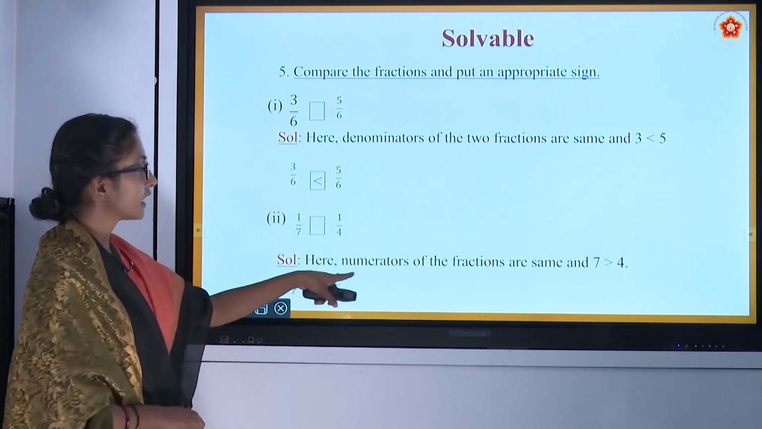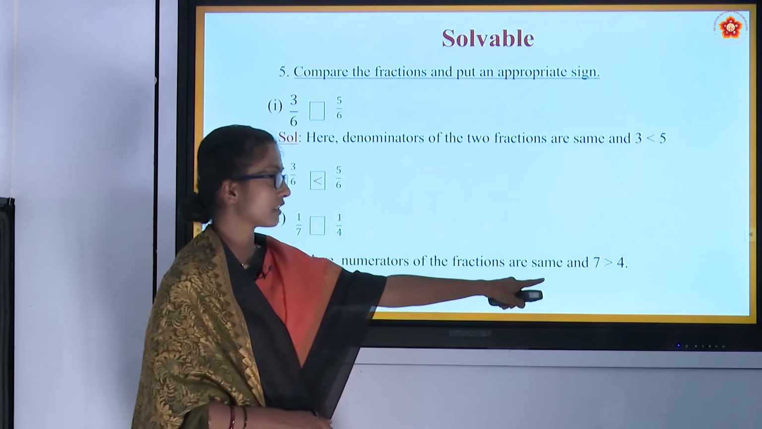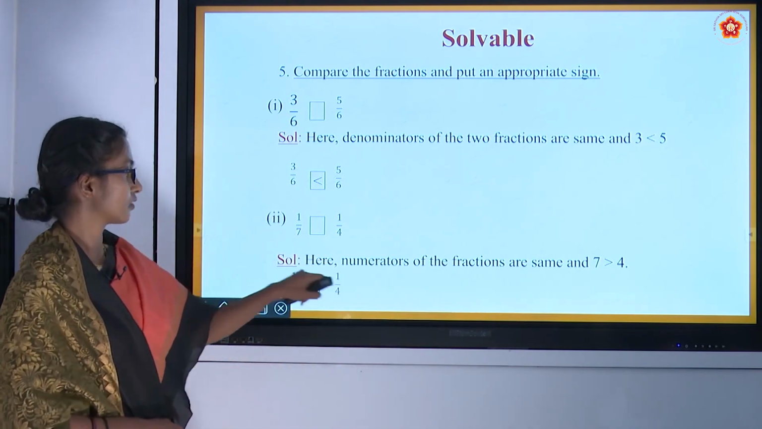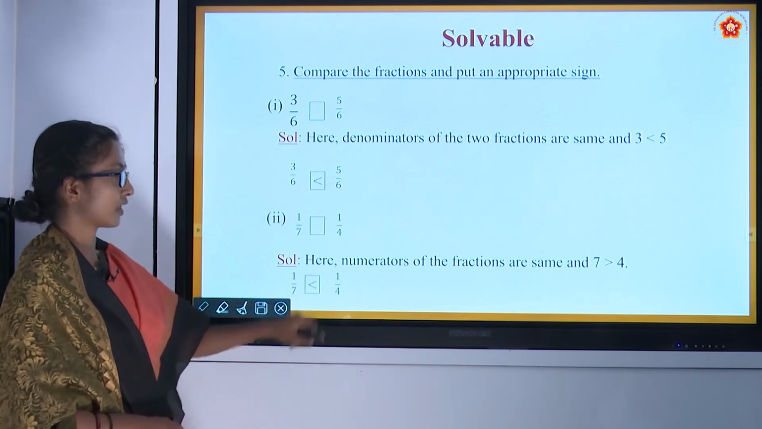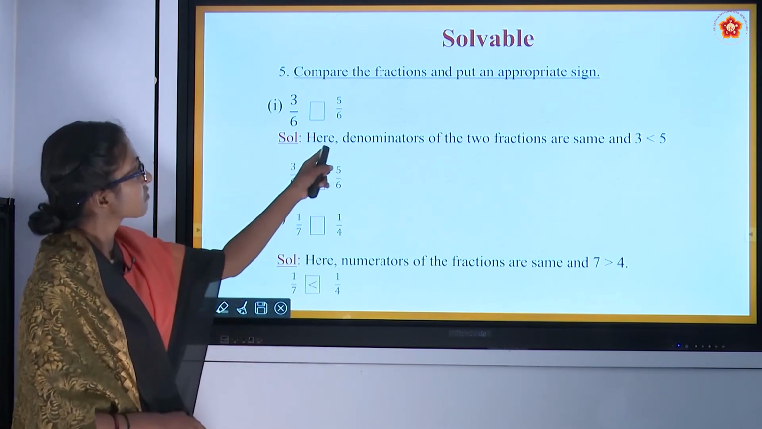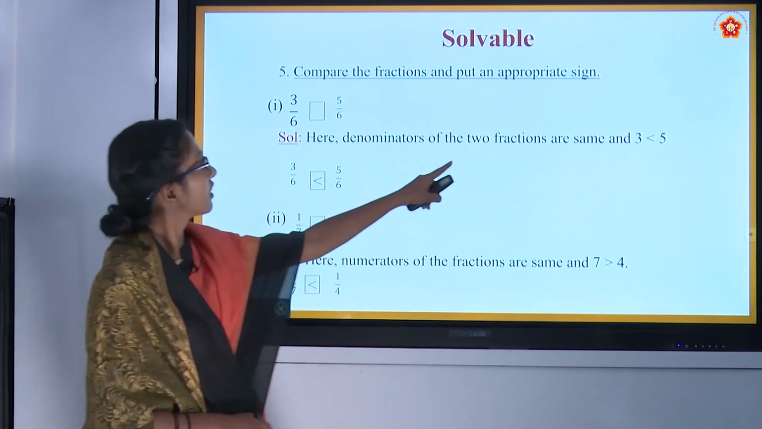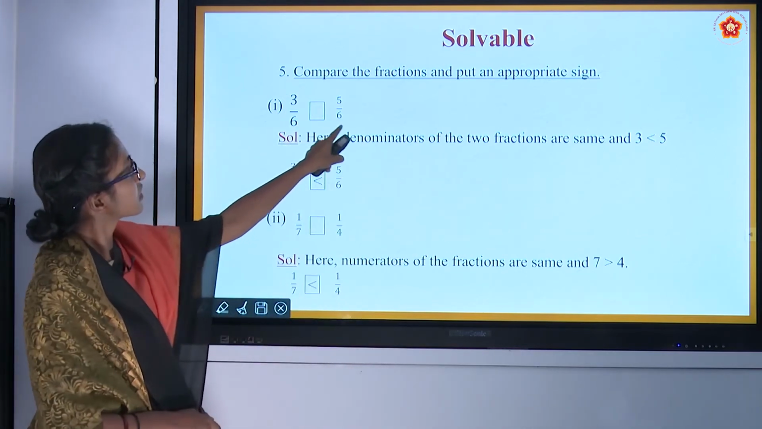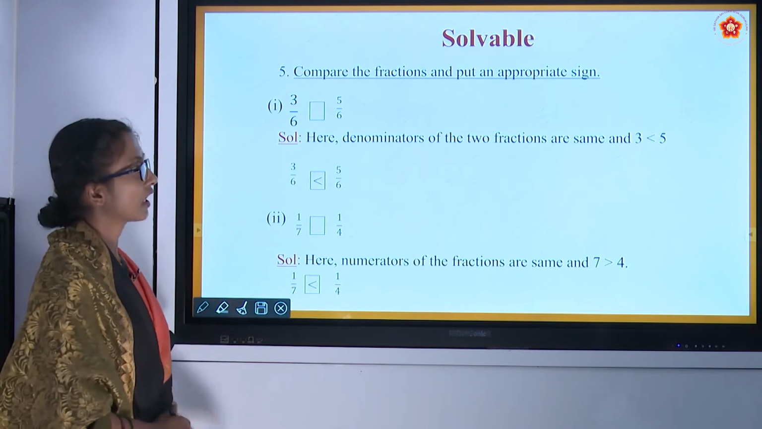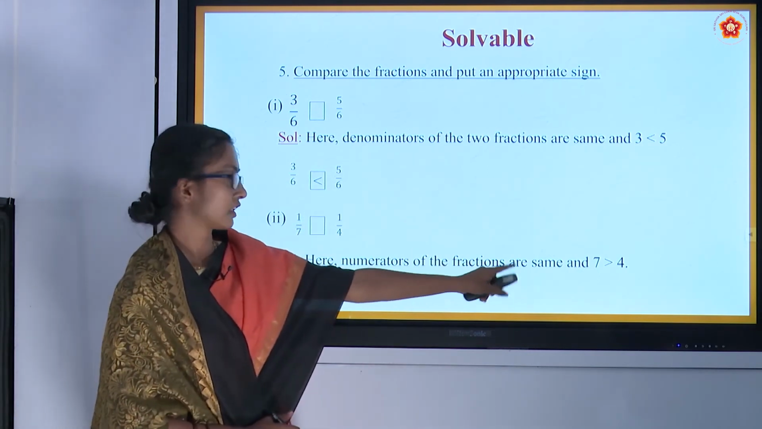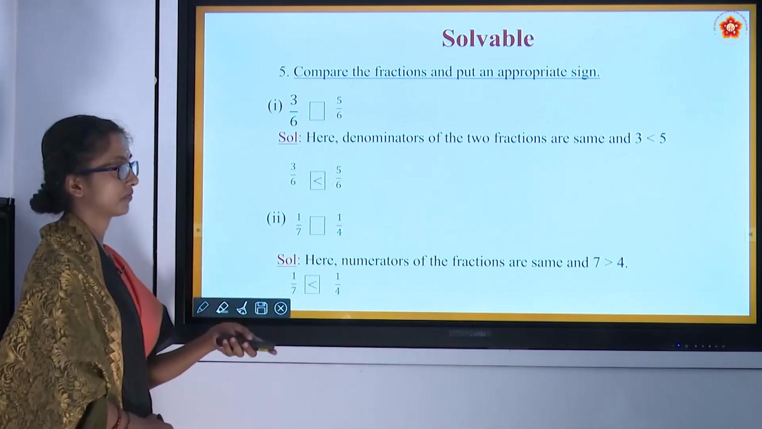In the second one, the numerators of the fractions are the same, 1, 1. In the earlier fraction, the denominators of the two fractions were the same, 6, 6, and the numerators were changed. But here the denominators are changed.